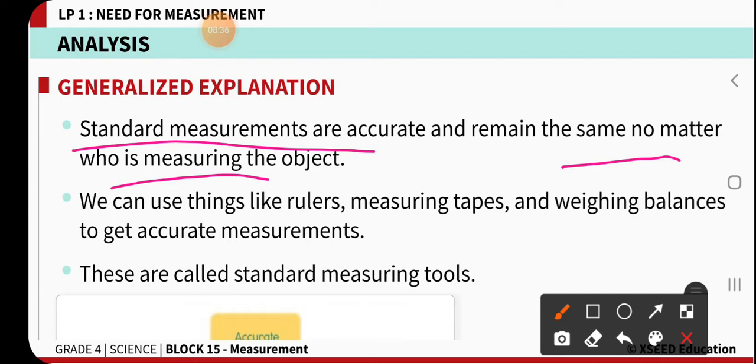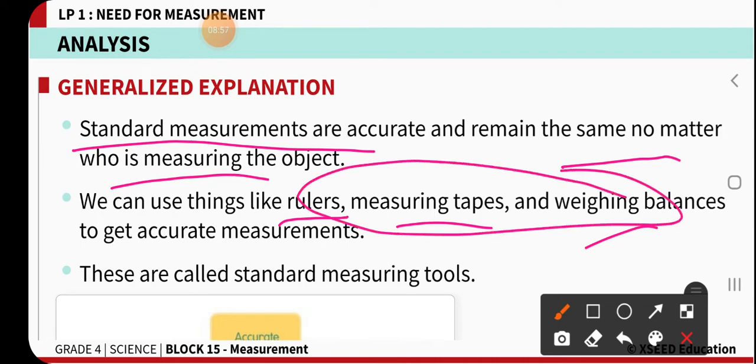So now even one more thing, in standard measuring units we are using the rulers, that is your scales which are there in your boxes, measuring tapes, which a carpenter or a tailor will use, and weighing balances which we will see in the shopping malls. These are some of the accurate measuring units to be followed to measure objects. As these units give accurate and exact results, we are calling them standard measuring tools.